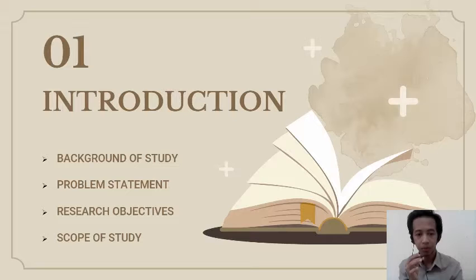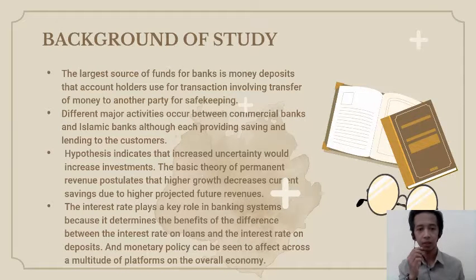So for the introduction part, the content is background of study, problem statement, research objective, and scope of study. For the background of study, we'll talk a little bit about the study first. The largest source of funds for banks is money deposits that account holders use for transactions involving transfer of money to another party, or for safekeeping. These two banks have different major activities between them, although each provides saving and lending to customers. The hypothesis indicates that increased uncertainty will increase investment. The basic theory of permanent revenue postulates that higher growth decreases current saving due to higher projected future revenues.